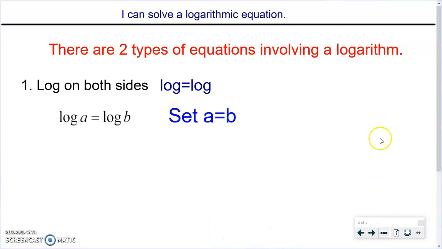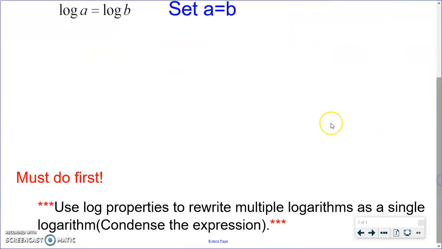So what must you do first? You need to use your log properties to rewrite any multiple logarithms as a single logarithm. So we're going to have to condense, like we talked about yesterday, before we can move forward.